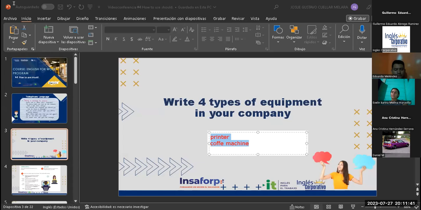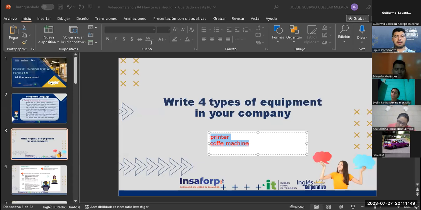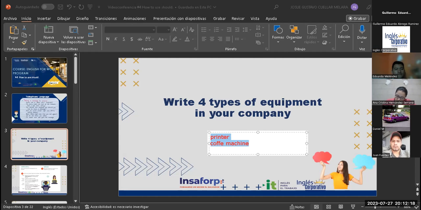Daniel and John. Vehicles, computers, cell phones, and printers. That's it. Okay, John, and then we go with Katia. Okay, in my company, I use a stapler, a faster printer, desk. No sé si se dice take a bite, saca bocado. Not necessarily. I'm going to write it. Ya lo voy a escribir. Katia. Okay. Thank you, John.